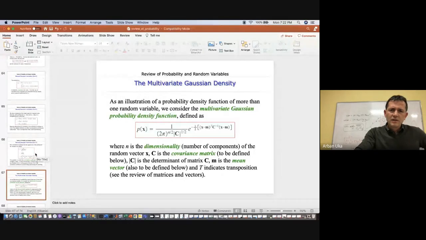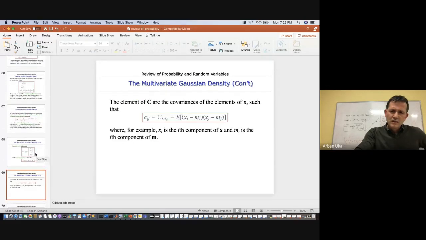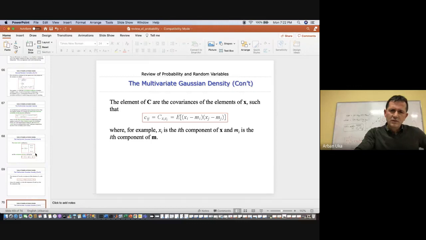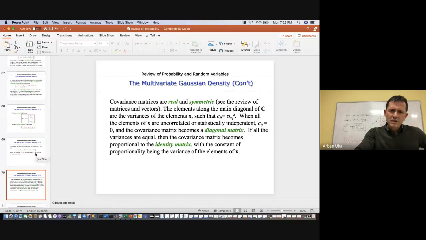We have the multivariate Gaussian density. This is a little more complex concept. I cannot come up with a possible application of this for the moment, but I can come up with an application of what we are seeing right now. Covariance matrices are real.